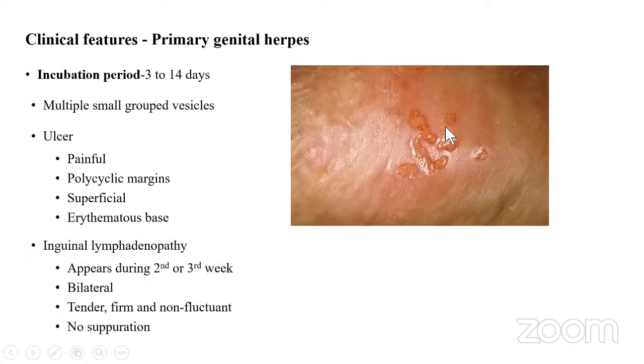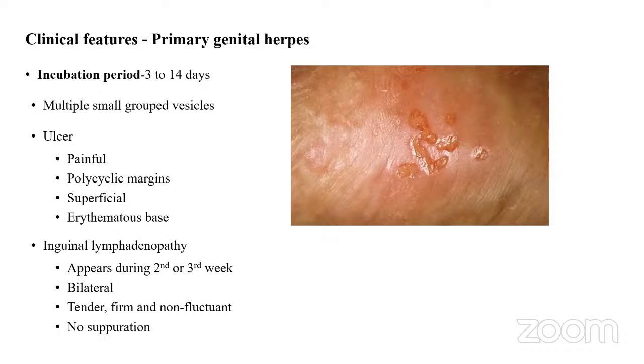Along with this ulcer, the patient develops inguinal lymphadenopathy, which occurs during the second or third week. The lymph node enlargement is bilateral. If you palpate, it is usually tender, firm, and non-fluctuant. And these lymph nodes do not separate.